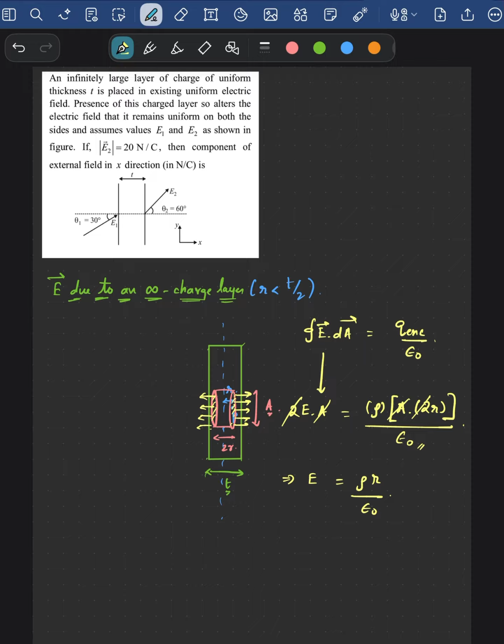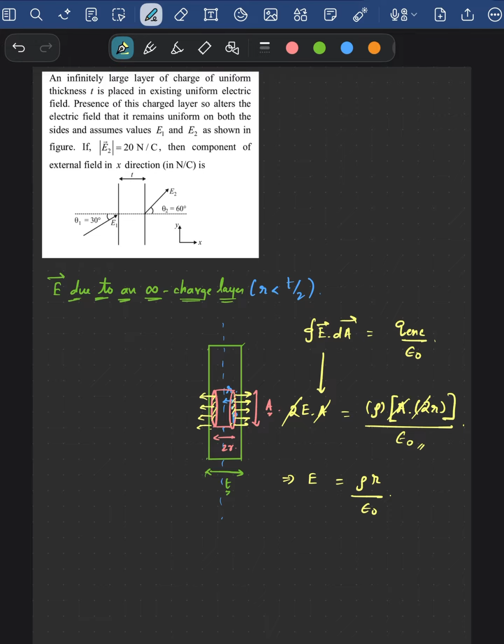So what we have derived right now is the formula for field due to an infinite charge layer for a point lying inside the layer. So this point was lying at a distance of small r from the layer, so we selected a Gaussian surface this way and we got this answer, right? I'm doing this derivation because it is one of the derivations which can be asked as a numerical as well. But this was irrelevant for the question.